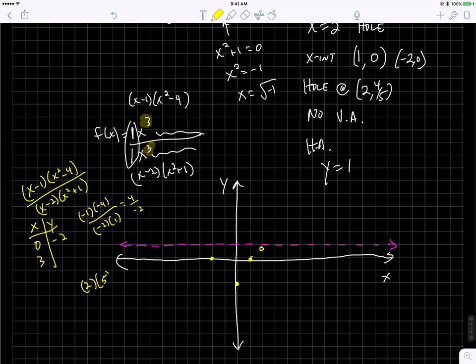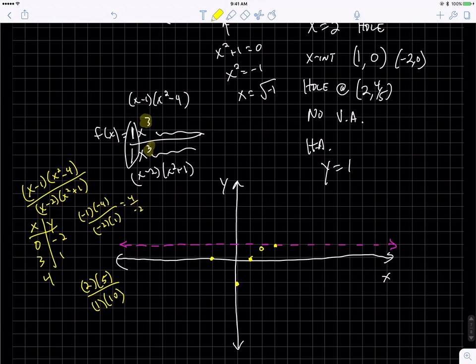If I plug in 3, I get 2 times 5 over 1 times 10. So I get 1. Remember, it's okay if you cross or touch a horizontal asymptote.